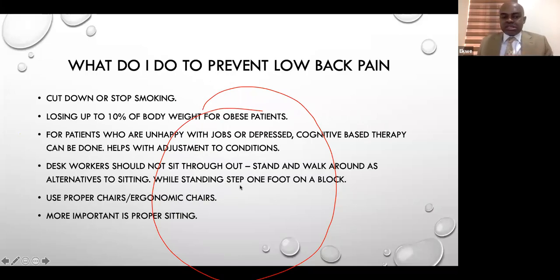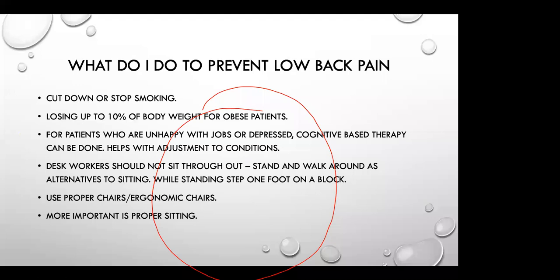So how do we prevent this? Obviously, if you cut down smoking or stop completely, that would be very good. If we lose some weight, especially for obese patients, the ideal body mass index should be like 25. Up to 30 is probably acceptable. It's not ideal. Some of those patients are what you technically call overweight, but it's still within context. But for patients who have a body mass index of over 30, those are the kind of patients that you want to encourage to lose weight. It helps with the back.